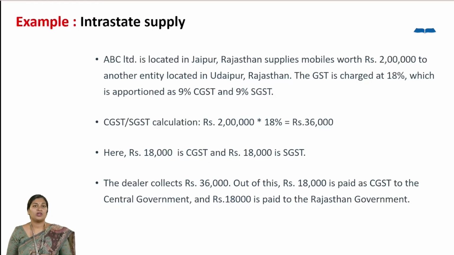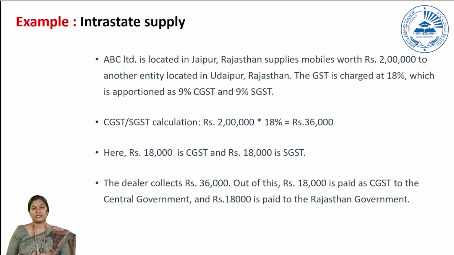So, here is an example of intrastate supply. ABC Limited, located in Jaipur, Rajasthan, supplies mobiles worth rupees 2 lakh to another entity located in Udaipur, Rajasthan. And the GST for that supply is 18%, so that has to be apportioned as 9% CGST and 9% SGST. Rajasthan is the state where the supply is happening. One is located in Jaipur and the other customer is located in Udaipur. So both the places are in Rajasthan. So it's an example of intrastate supply.